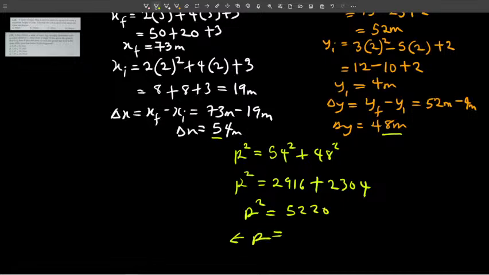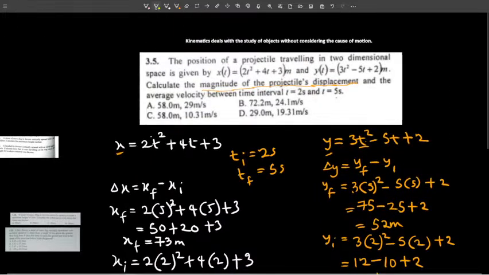This R means resultant of displacement. Okay, that will be equal to what? That should be 72.25 meter. Okay, 72.25. So that is option B. This is our answer. But if you want to confirm it, we have to find what now?